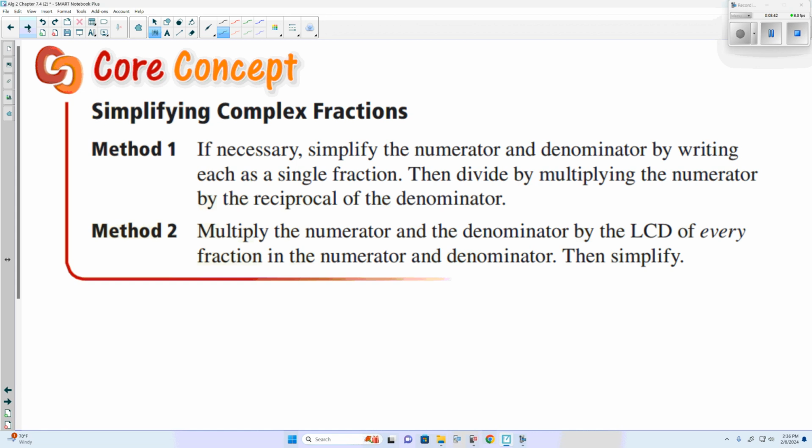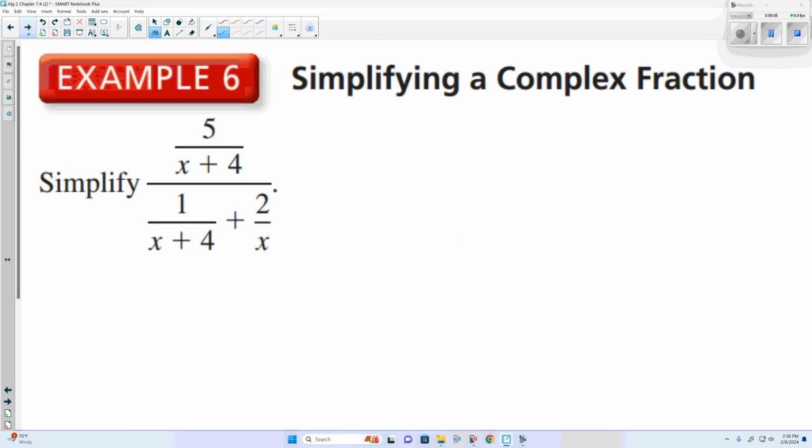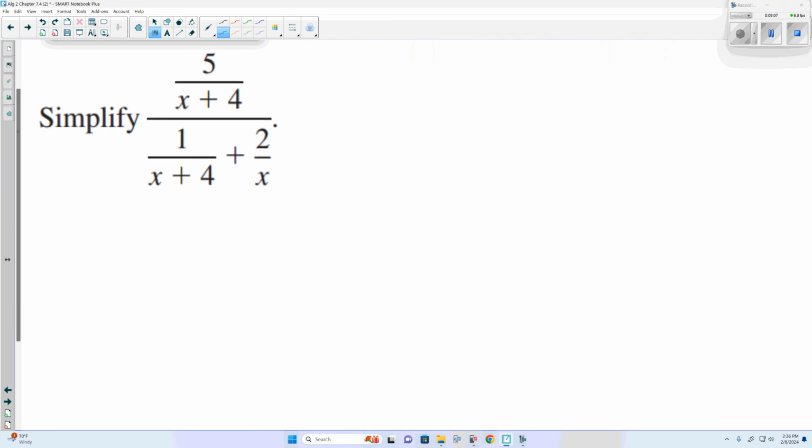What we're looking at today is complex fractions. Sorry. You're good? Complex rational expressions. Now, simplifying complex fractions, we have two ways to do it. One is to simplify the numerator and denominator into a single expression and then go through our process of dividing fractions. And the second method is using least common denominator. We're going to go through both methods.